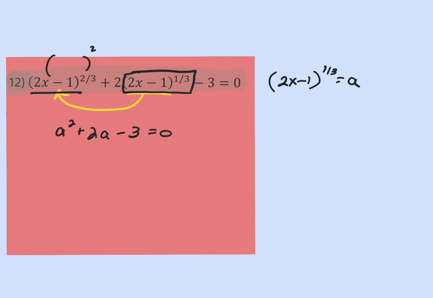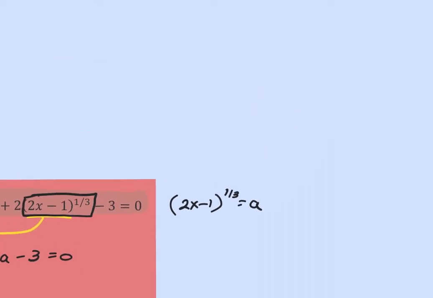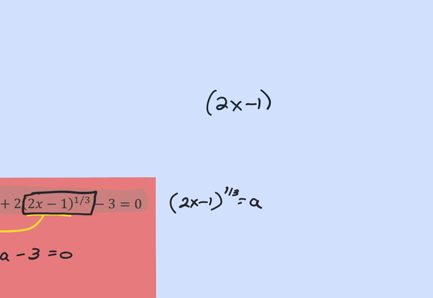So how does 2/3 equal squared? So 2x minus 1 to the 1/3. If I square it, when you square, you multiply out the exponents, right? So 1/3 times 2 is 2/3. Right? So that's why we can do what we're doing. Because that would be squared.